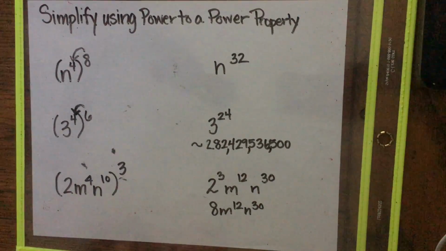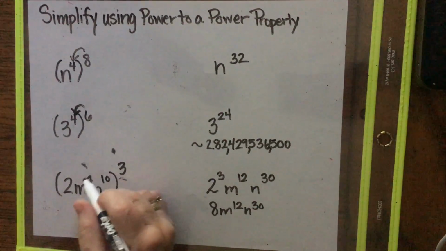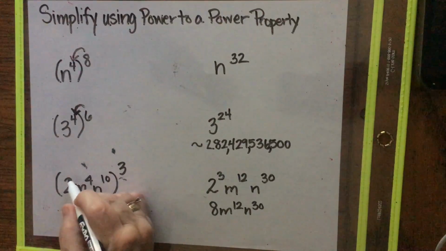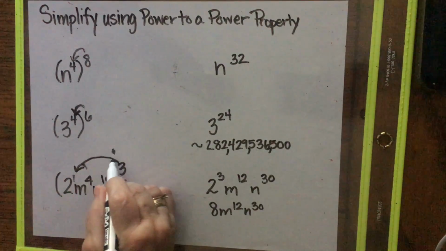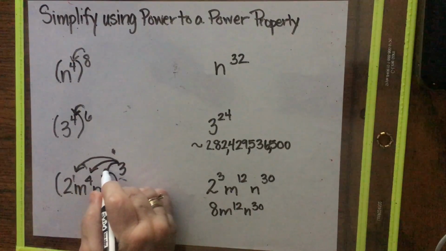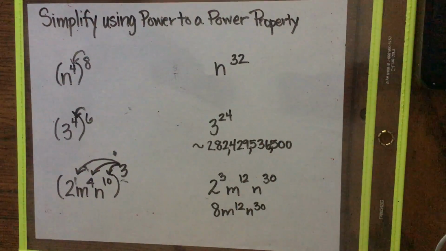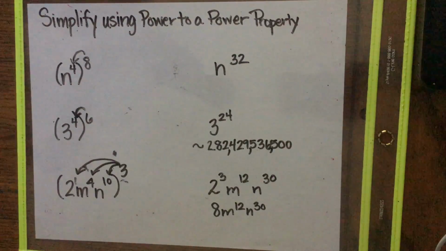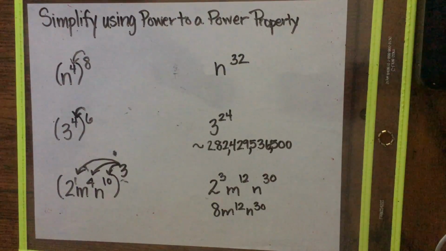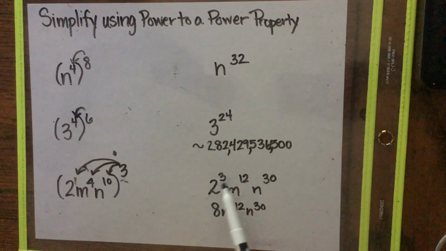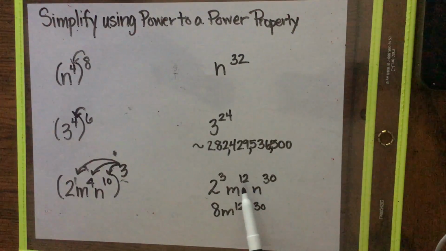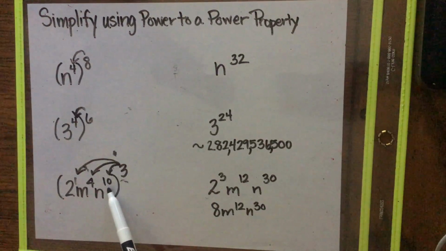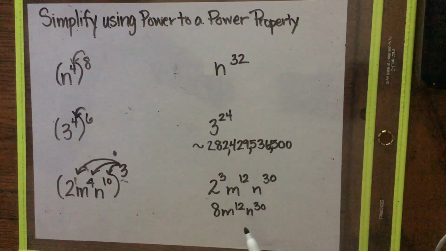Okay, so for this one, once again, we need to remember this is to the power of 1, so we still need to do our cross multiplication for this. So our base of 2, our exponent would be 3 to the power of 1, which is 3 times 1, which is 3, so 2 to the 3rd power. M, 3 times 4, which gives us our 12, and N, 3 times 10, which gives us 30.